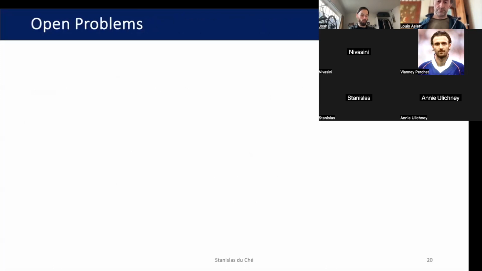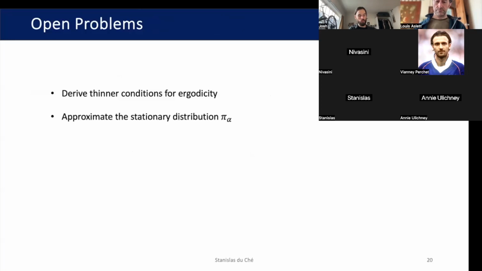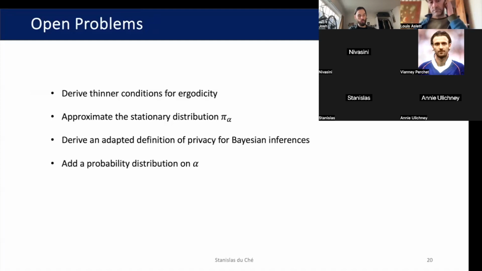Okay, so now that we are here, what do we have to do? We have to find the central condition for ergodicity. We have to approximate the stationary distribution according to alpha. Find the adaptive definition of privacy, and finally, the distribution privacy on alpha. So, do you have any question? Yeah, it's good. It's done for me.